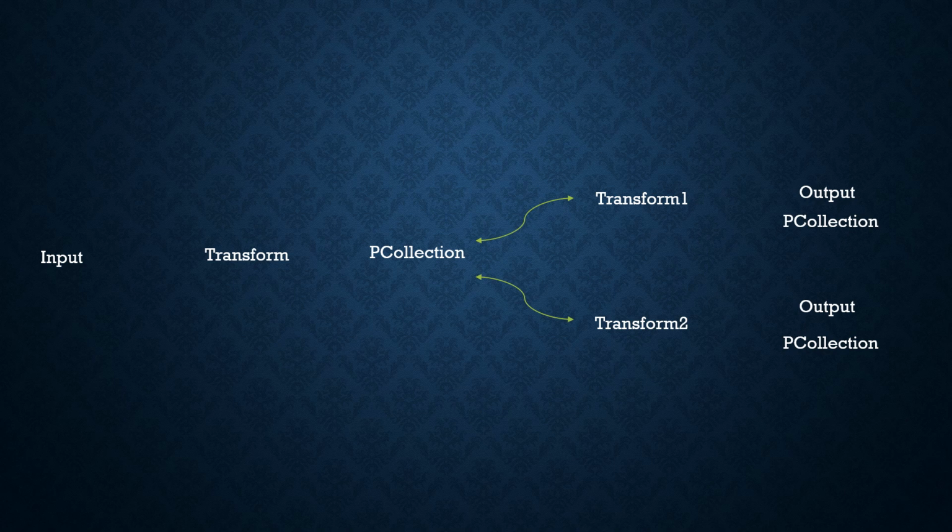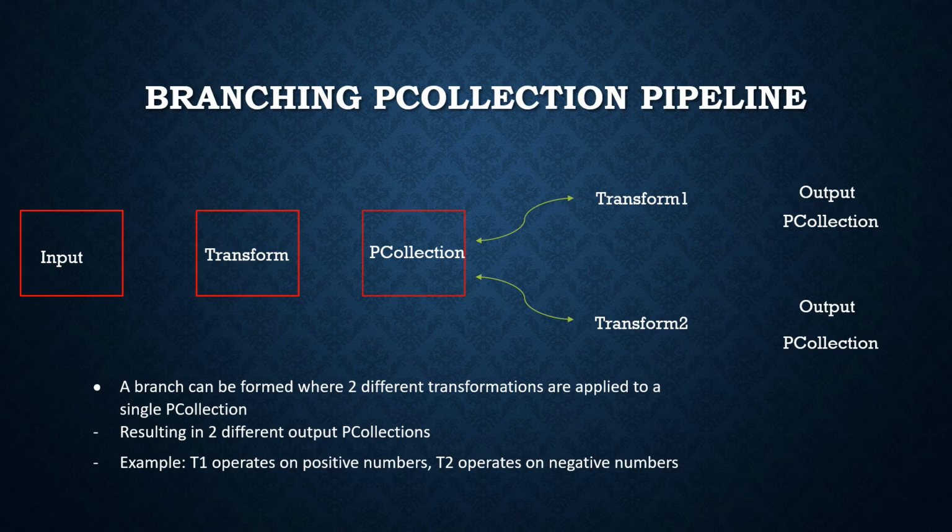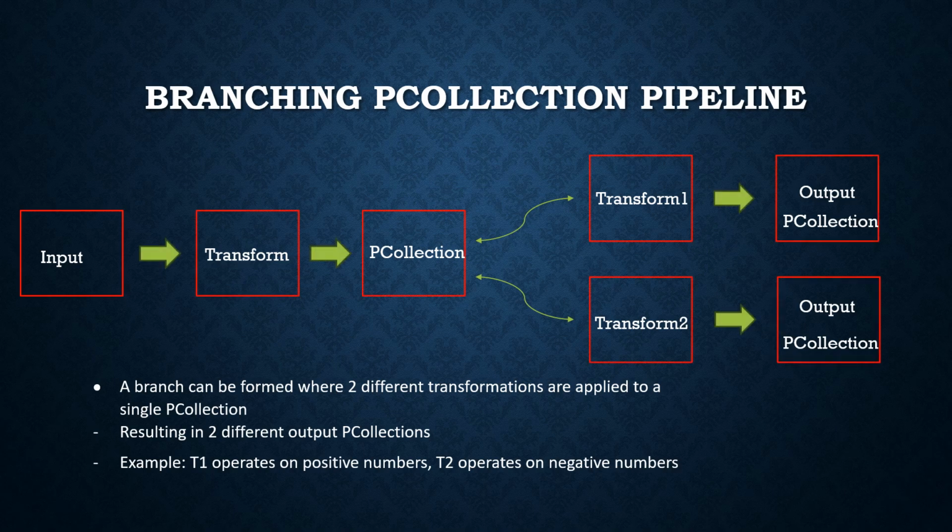A branch can be formed where 2 different transformations are applied to a single PCollection, which results in 2 different output collections. Now, in this example, it could be that your transformation 1 operates on positive numbers and your transformation 2 operates on negative numbers.